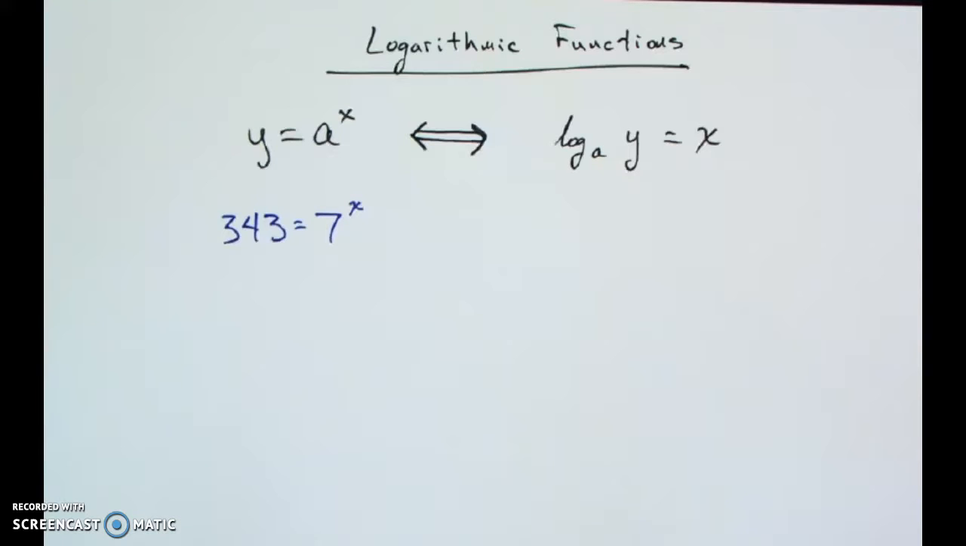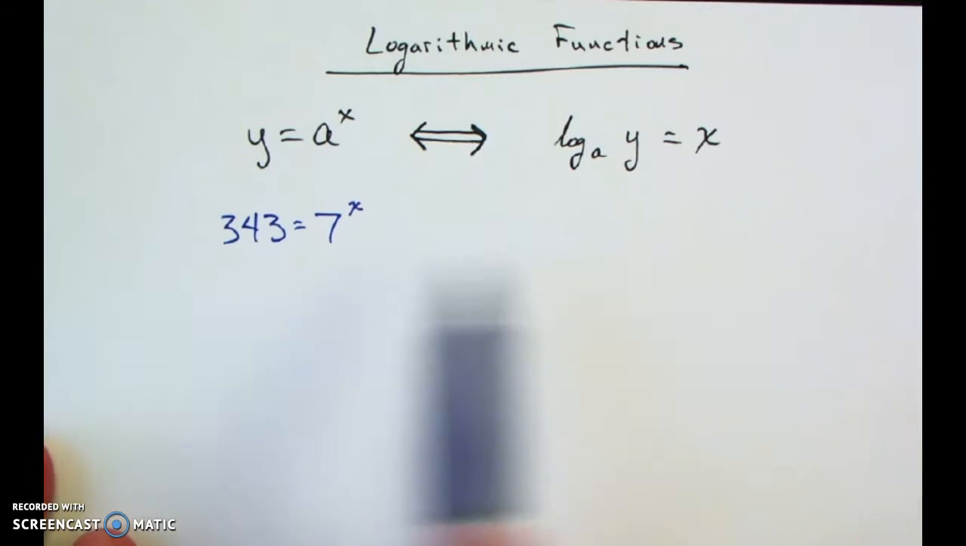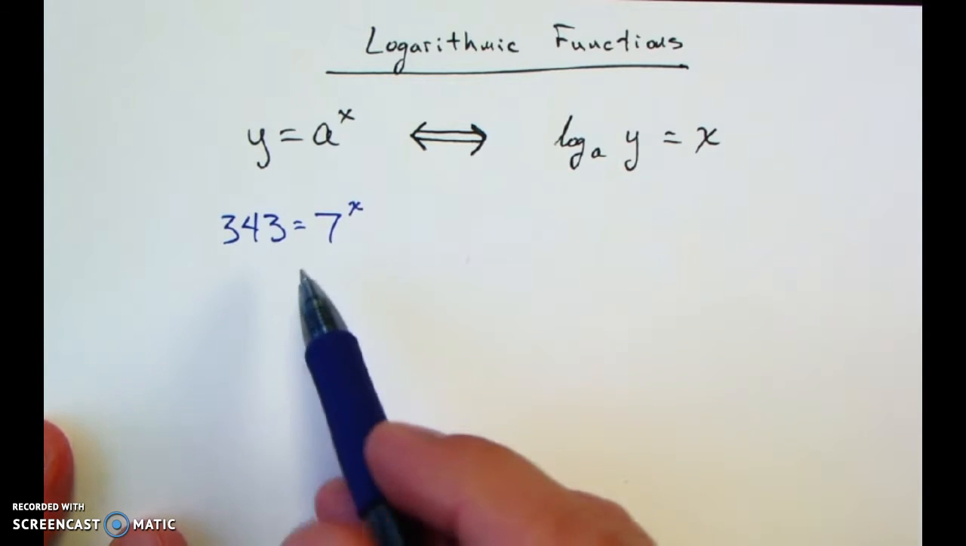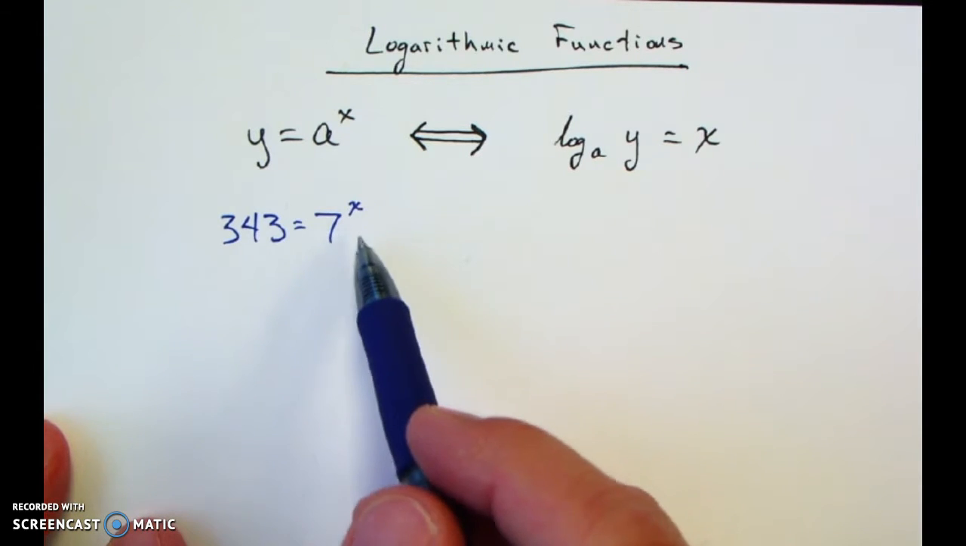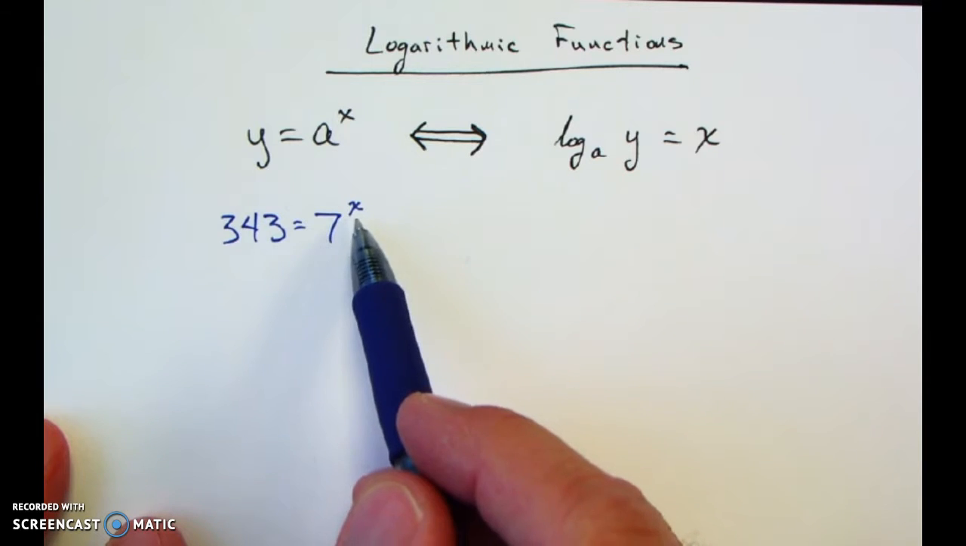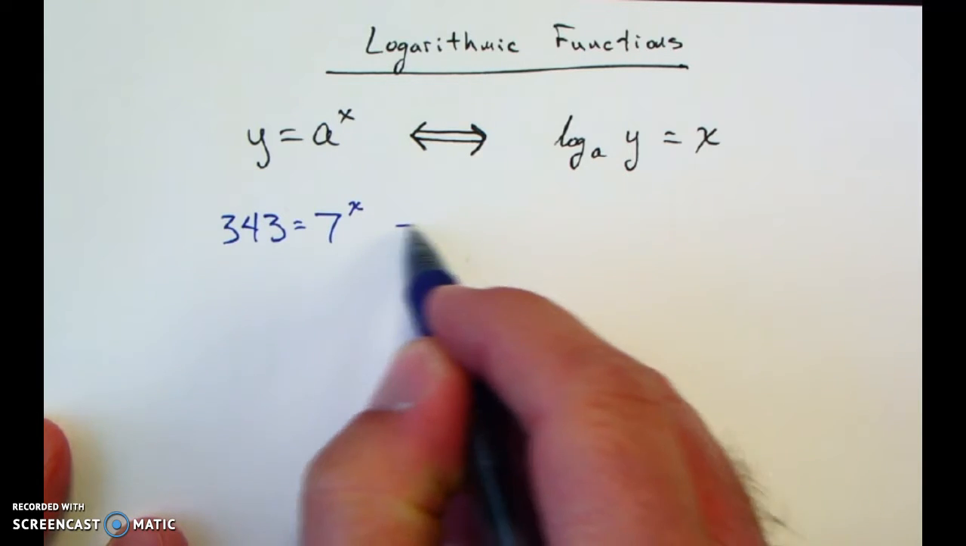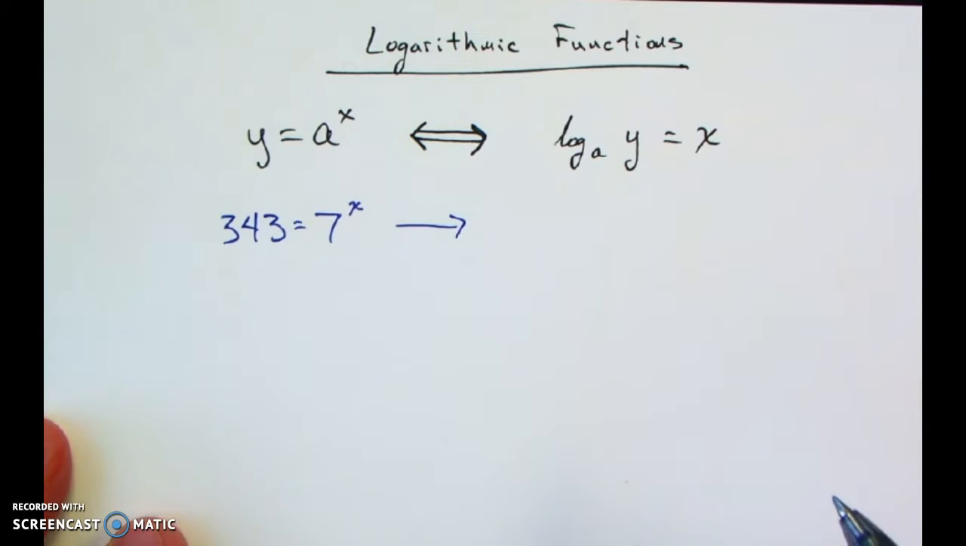In this section, we're looking at logarithmic functions. Remember, exponential functions and logarithms are inverses of each other, and we need to be able to write back and forth between the two. So for example, if I have this exponential function where our variable is an exponent, to be able to solve this, I need to rewrite it as a logarithm.